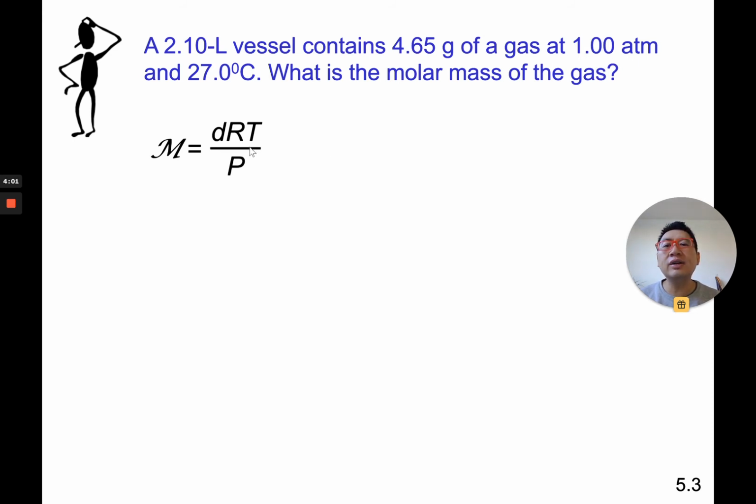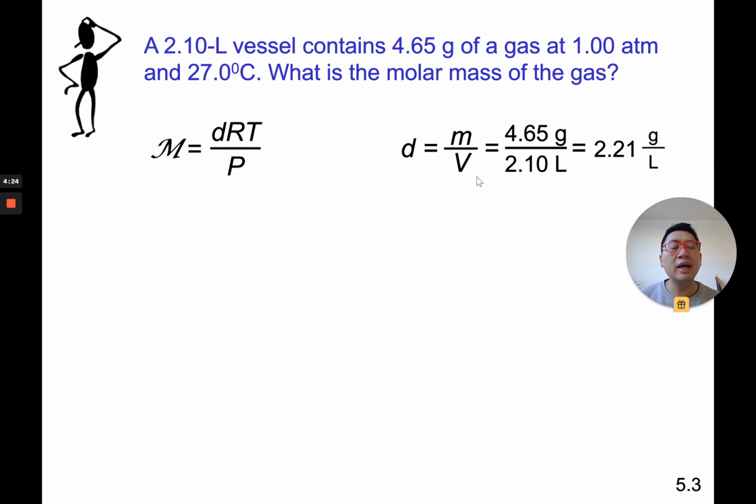So I know R, I know T, I know P. I just need to solve for D. D, density, is mass over volume. Do I know the mass, which is grams? Do I know the volume, which is liters? Yeah, it says so. It's 4.65 grams of gas in 2.10 liters. You know the mass, you know the volume, divide. I get 2.21 grams per liter.